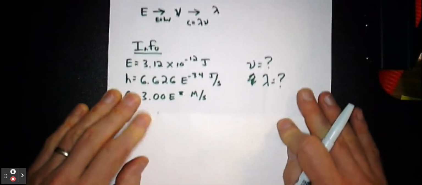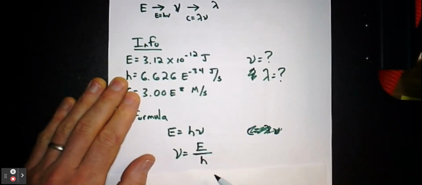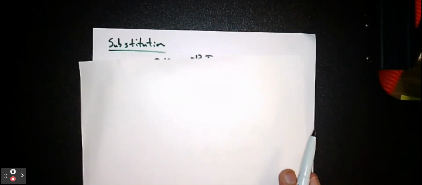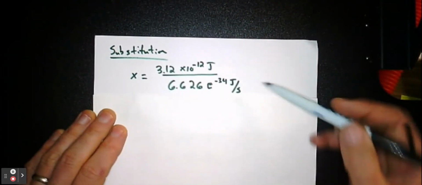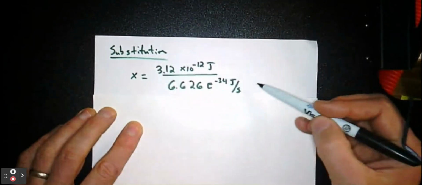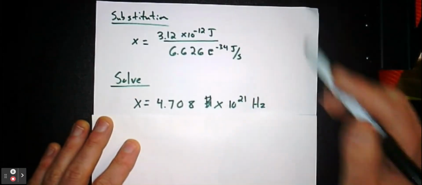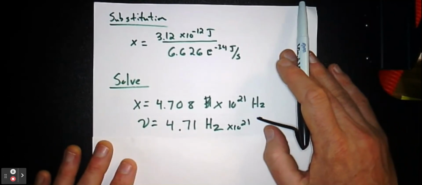Now, what's my formula? The first formula I'm going to use is E equals h nu, and I'm going to rearrange it for nu: divide both sides by h, and I get this. Now I'm going to substitute in, where this is my energy and that's Planck's constant. I divide them and get this number. These each have 3 sig figs, so I'd round it to 3. That's my hertz.